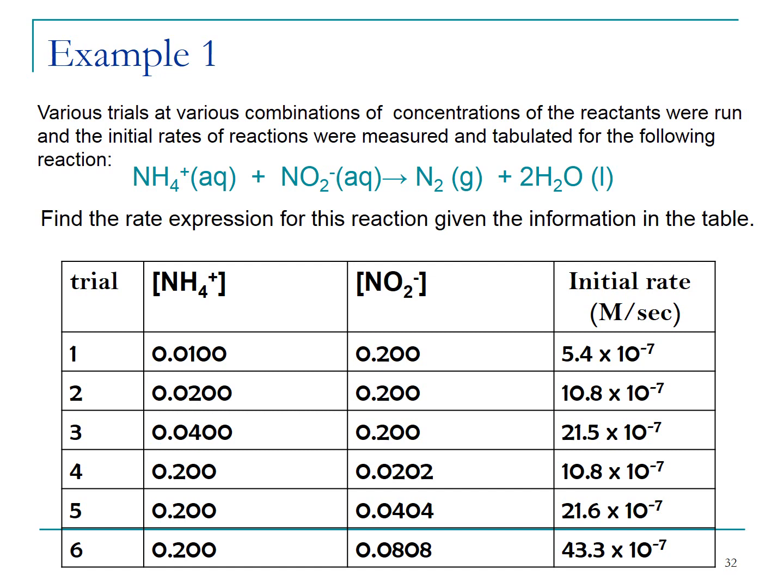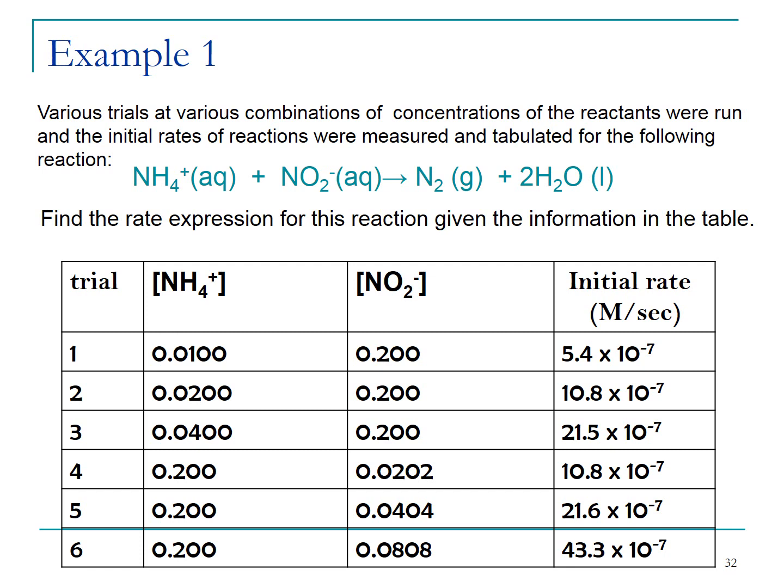All right, so hopefully that makes sense. And so let's look at this data. We've run various trials of this reaction, and we've measured the 2 reactants. If you look at the different trials, trial 1 through 6, you can see that in trials 1, 2, and 3, the NO2 concentration stays constant, so we're not really evaluating it.